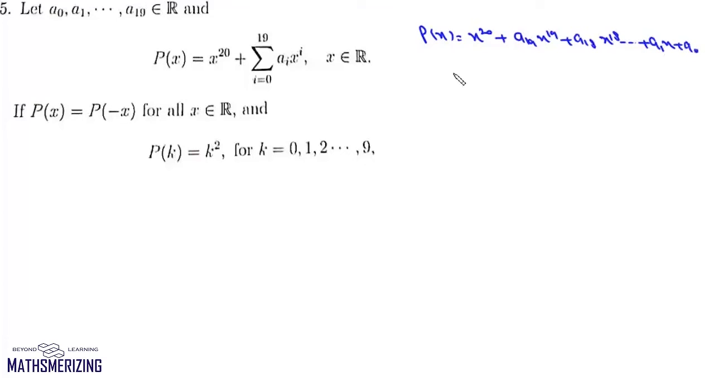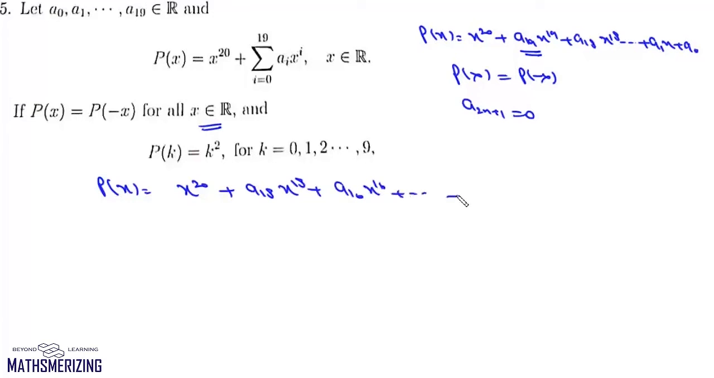Now it says, if p of x equals p of minus x for all x belongs to R, that means its odd coefficients must be 0. So a_(2n+1) will be 0. Then in that case, we can write this polynomial p(x) as x to the power 20 plus a18 x to the power 18, a16 x to the power 16 up to a2 x square plus a0.